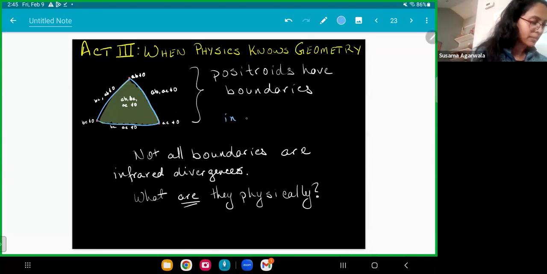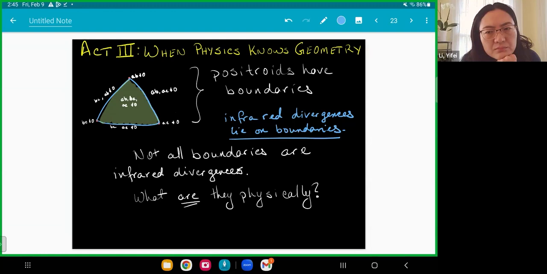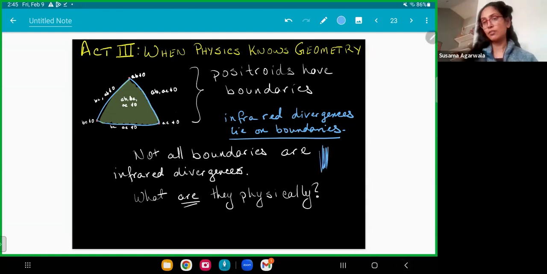So infrared divergences lie on boundaries, which is where the prime factors, the Plücker coordinates, that's how you start being able to see that. The interesting thing is not all boundaries correspond to infrared divergences. So there's a subset that are special, and then there's some of them that don't give rise to infrared divergences. And I would really love to understand what's going on with those guys.